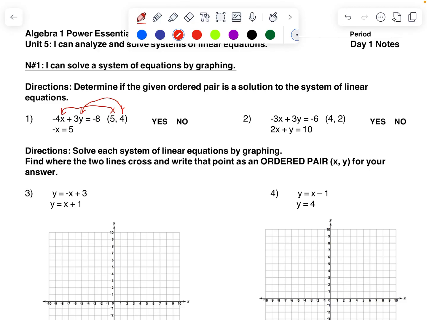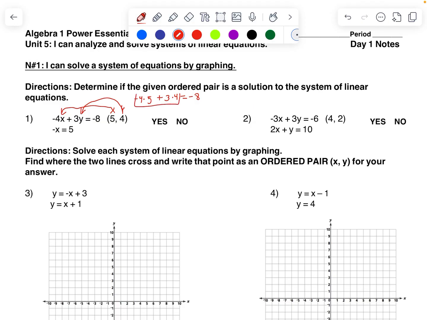So my problem says negative 4x. What's happening to negative 4 and x when they're together? They're being multiplied. Well, I just found out x equals 5, so I'm going to take negative 4 times 5. And then I'm just using my equation after the x, plus 3 times y. Well, y is 4, so I'm substituting 4 in for y. And all of that should equal negative 8 if it's going to be a solution.